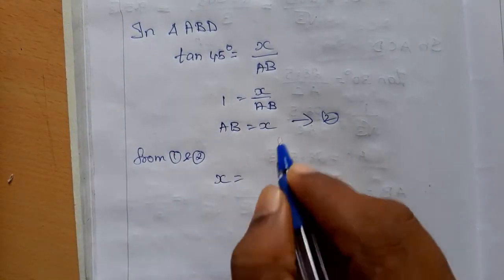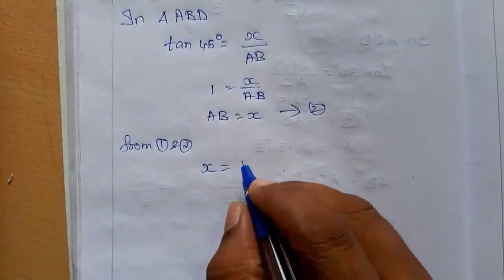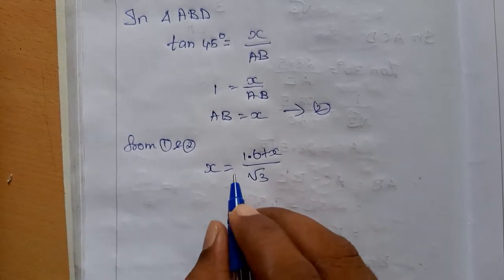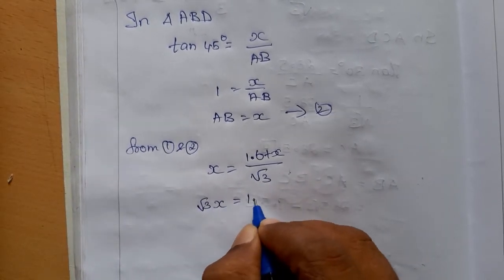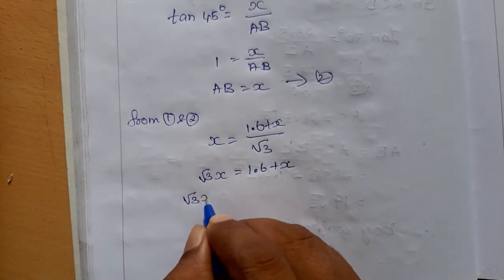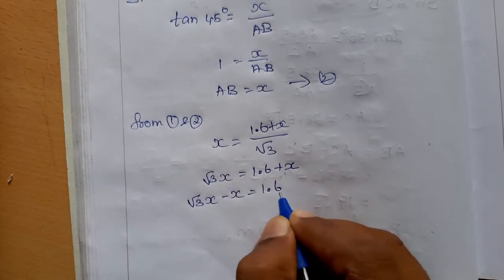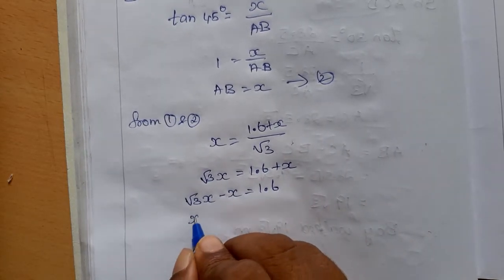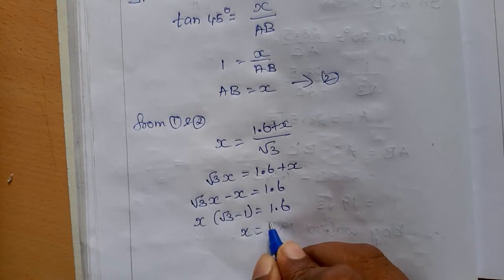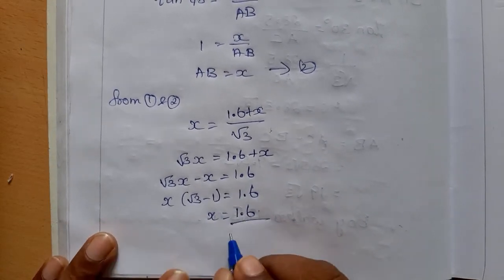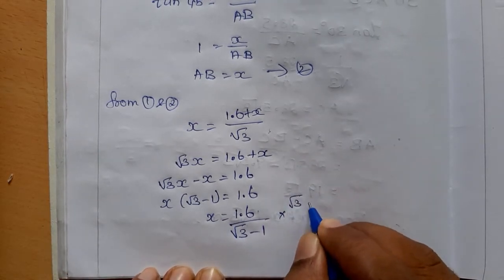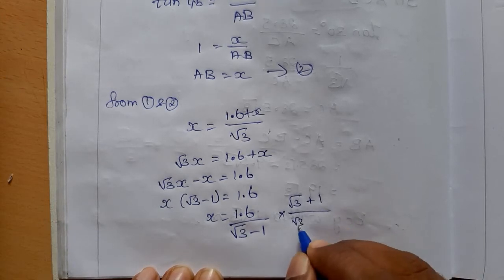So from 1 and 2, X will be equal to 1.6 plus X divided by square root of 3. So let me take the square root of 3 to this side. It will become square root of 3 X is equal to 1.6 plus X. If I bring it here, it will become a subtraction: square root of 3 X minus X is equal to 1.6. And if you take X common, X times square root of 3 minus 1 is equal to 1.6. So X is equal to 1.6 divided by square root of 3 minus 1. We have to rationalize, right? So we are going to multiply with square root of 3 plus 1 divided by square root of 3 plus 1.